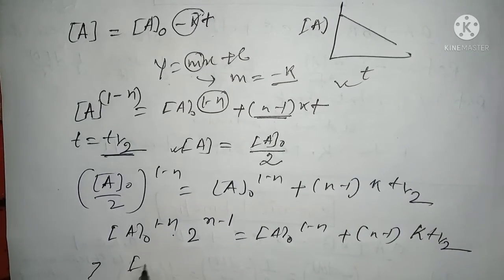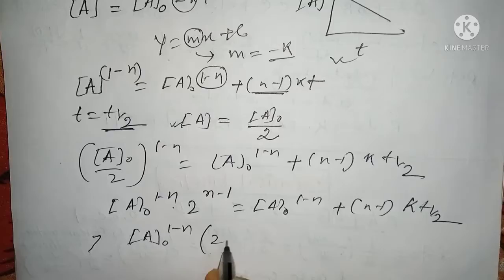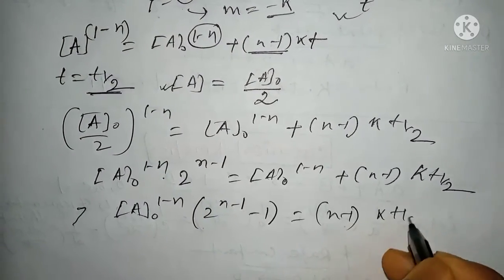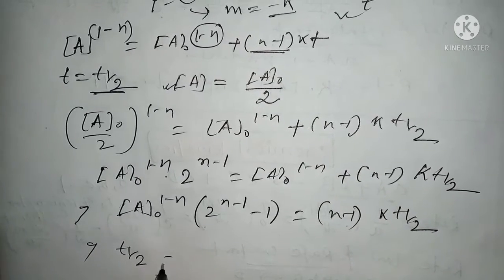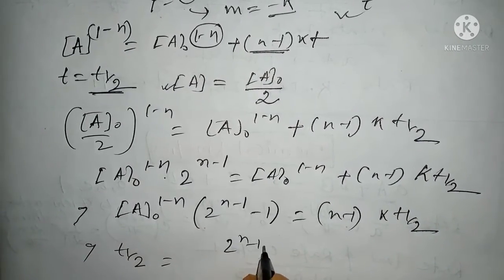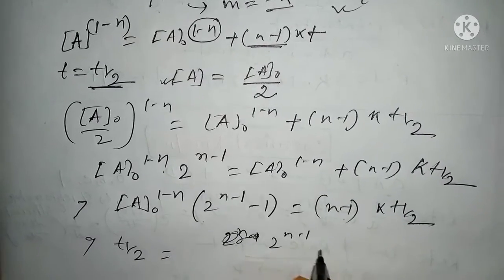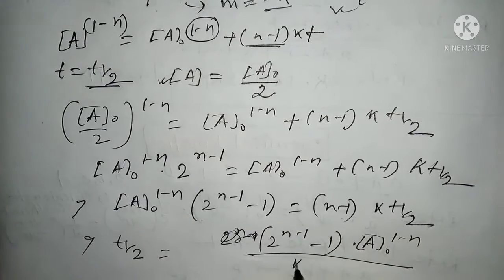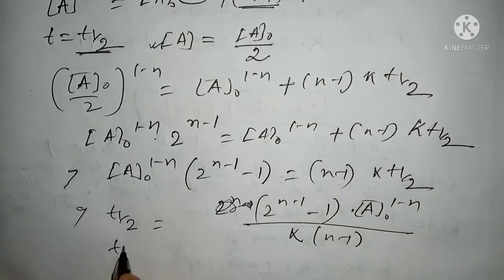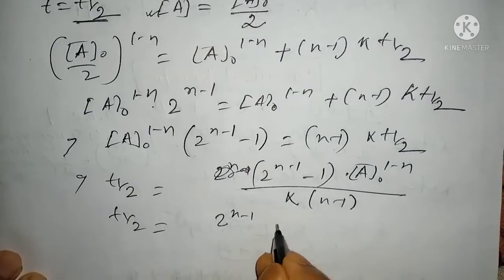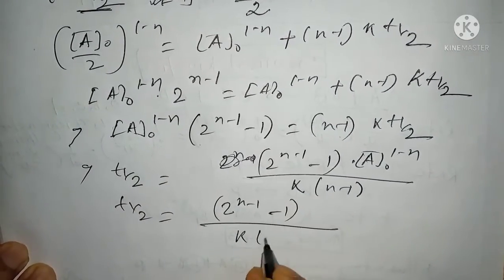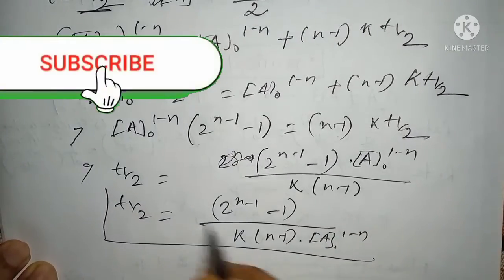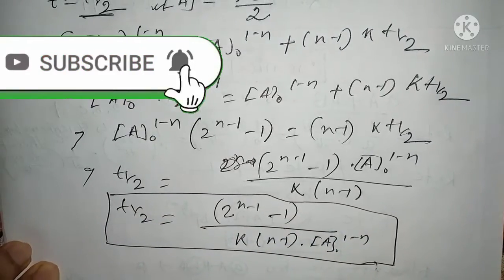Now a0^(1-n) times (2^(n-1) - 1) equals (n-1) k t_half. Now t_half = (2^(n-1) - 1) a0^(1-n) / (k(n-1)). So t_half = (2^(n-1) - 1) / (k(n-1)) into a0^(1-n). So this is the t half general relation.